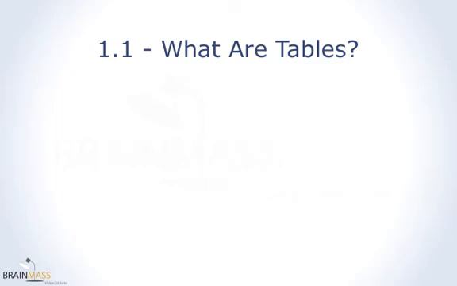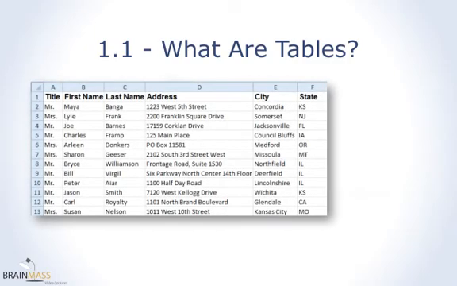So let's take a look at some examples. What are tables exactly? Looking at a snapshot from Excel 2010, we can see the headers and the rows and the columns and the labels and so forth. And the bulk of our information is the data that we have in the spreadsheet.